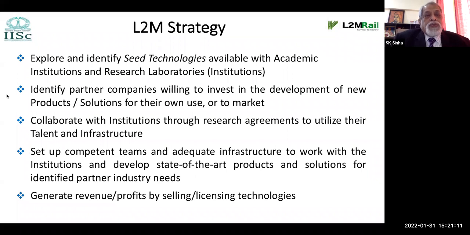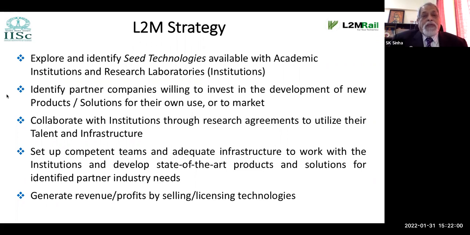Then the third step is to collaborate with the institution from where that seed technology has come, or any other organization which has the facilities for us to create a product or a solution out of the seed technology. Because we can't invest crores of rupees in creating the research facilities or labs that are required. I will give you some examples later of this. So again, this could be the institution where the seed technology came from, or some other organization.